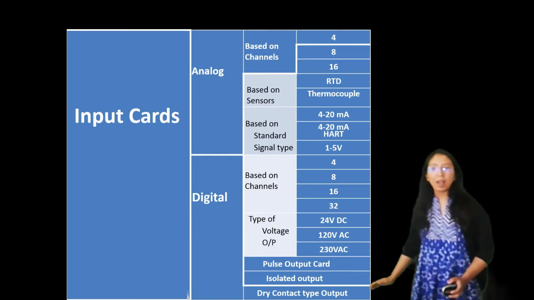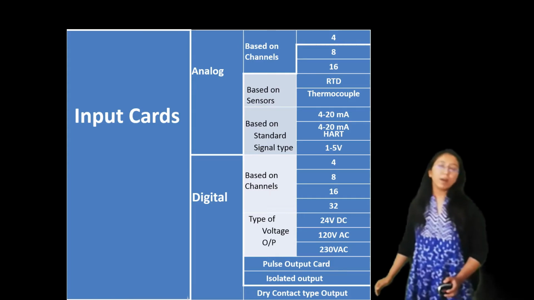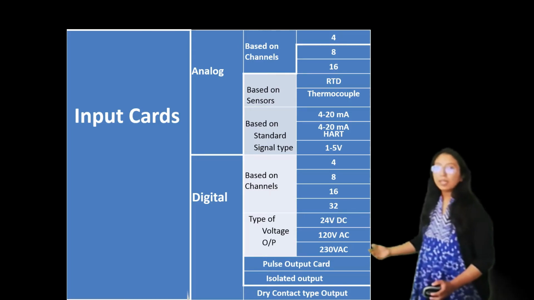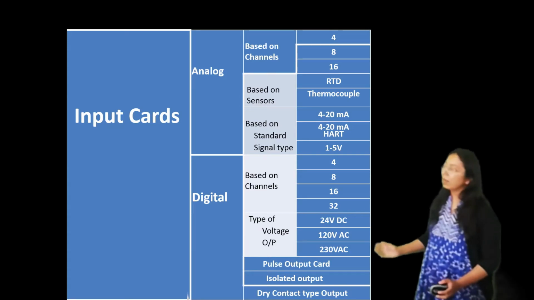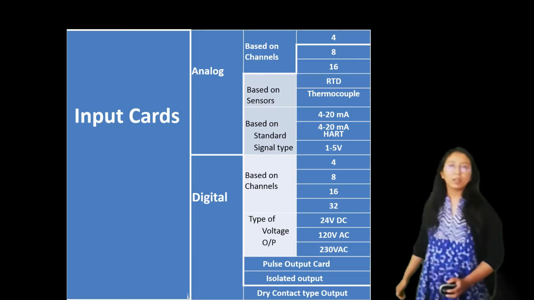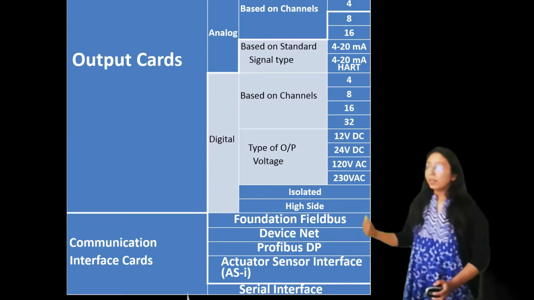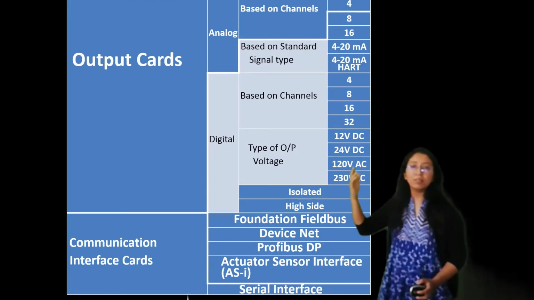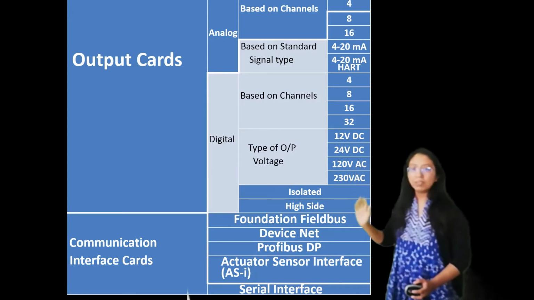And at last, dry contact type output. In dry contact type output, a relay contact is also connected with the card. Then next is output cards. In output cards, in the same way, analog and digital output can also be applied.